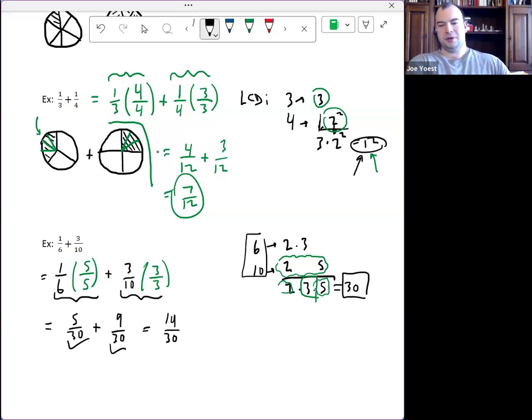And at this point, I would like to simplify. I do notice that I have at least a factor of 2 in the top and the bottom, so I can write this as 2 times 7 over 2 times 15 and divide out the 2's. And I think 7/15 is in simplest form. 7 is prime, and 15 has no factor of 7, it's 3 times 5. So that's as simple as we can get it.